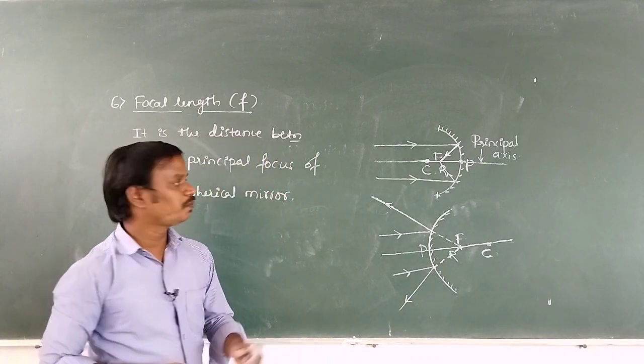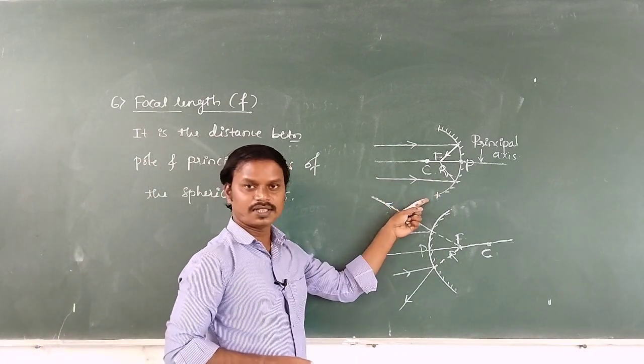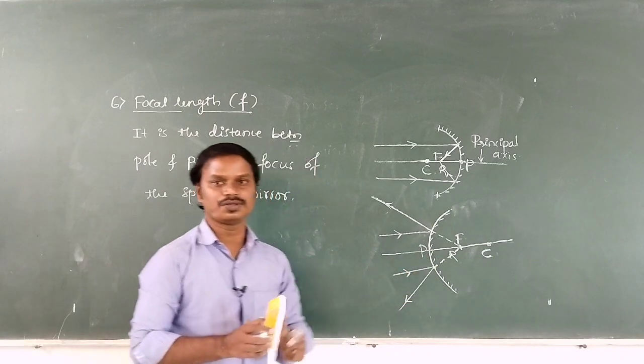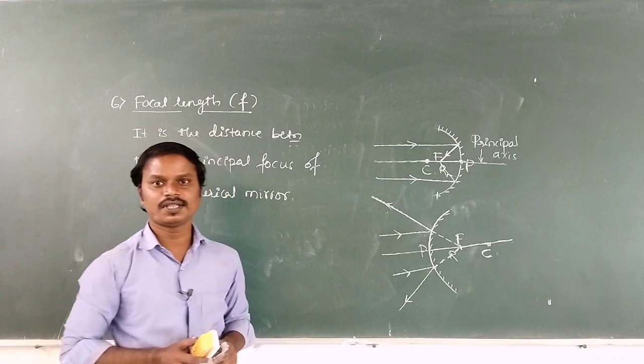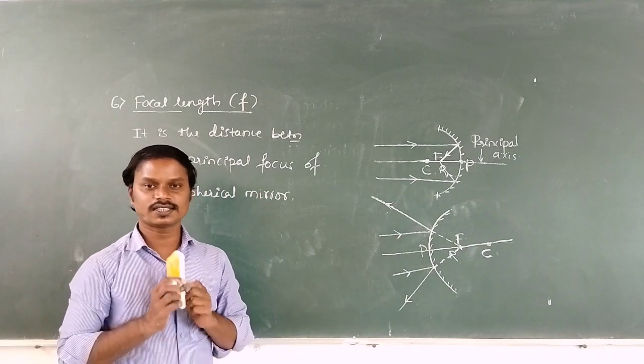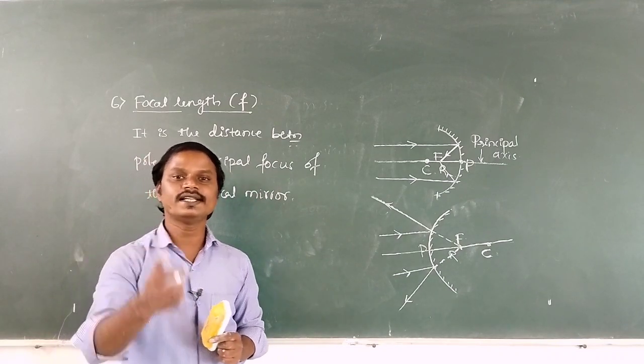And here the focal length of concave mirror is negative and the focal length of convex mirror is positive. Why is the focal length of concave mirror taken as negative and why is the focal length of convex mirror taken as positive? By using sign convention.